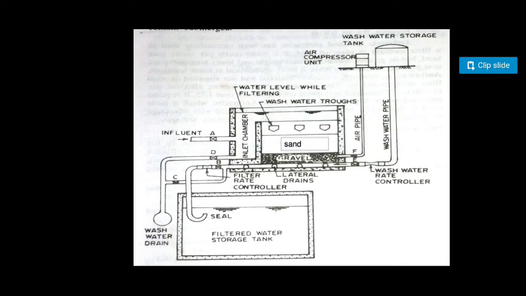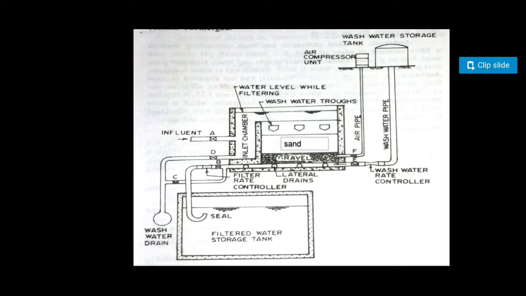This sand has larger sizes as compared to the slow sand filter. So sand with a large coefficient of uniformity and large particle diameter is used, and over the sand layer you can see wash water troughs. These wash water troughs are only in use when we are cleaning the system. So there are also wash water troughs.